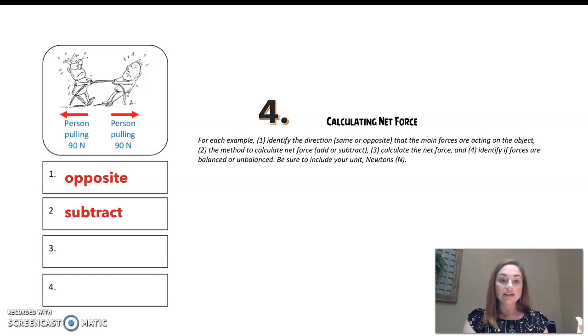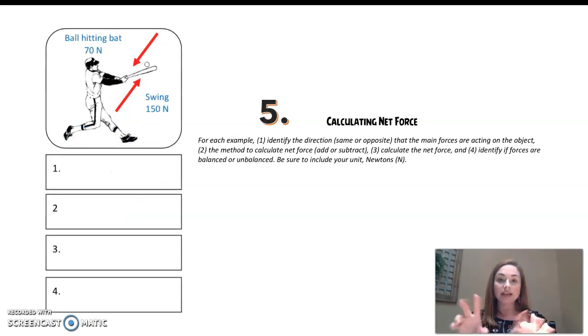So we have 90 newtons minus 90 newtons. The net force is 0 newtons. Are these two guys going to be moving? No, they're not. So in this case, it's actually balanced. All right, so hopefully you're typing these in as you go. You can always go back to the PowerPoint and go through it on your own as well.